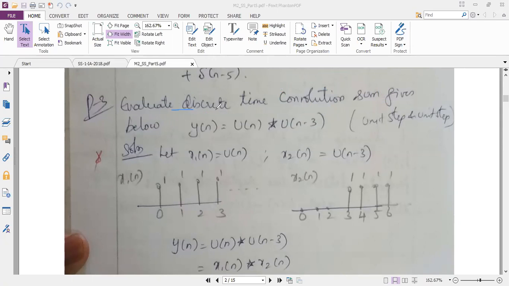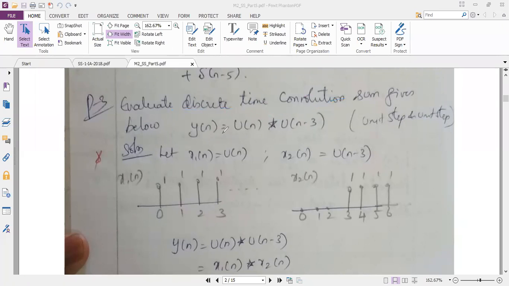So you have to evaluate the discrete time convolution sum, because for a continuous time signal, it is not convolution sum, it is convolution integral. I told you this when I gave the introduction about this topic. It is convolution integral for continuous time signals. For discrete time signals, it is convolution sum.